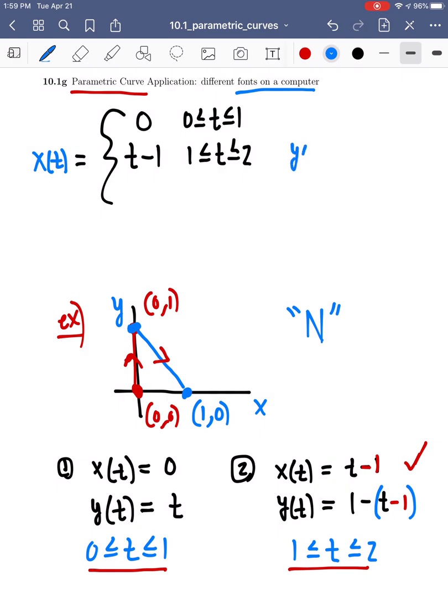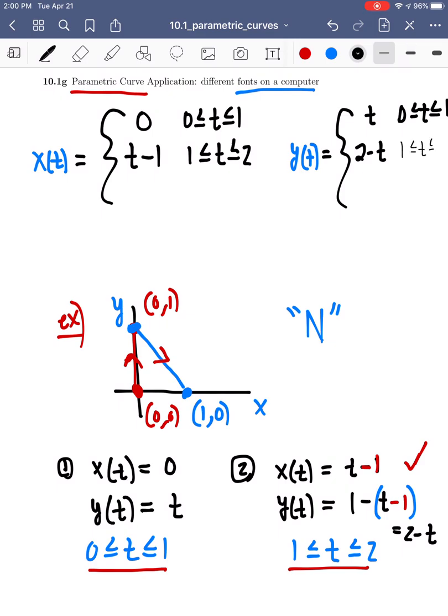We found something similar for y. y is equal to the piecewise function of t when t is between 0 and 1. And it's equal to 1 minus (t minus 1). In other words, it's equal to 2 minus t, when t is between 1 and 2. So now we just have this third section to go.